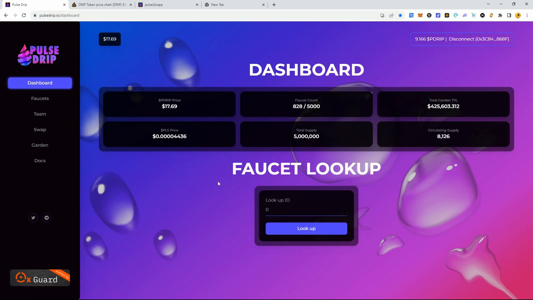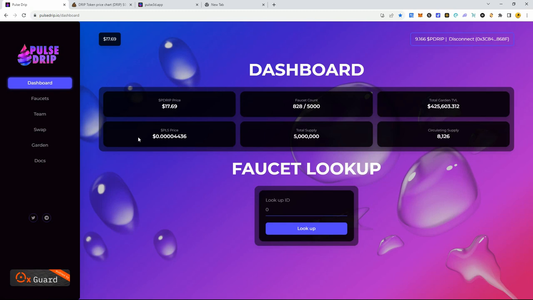So what this is, it has their Drip token, which has a 10% tax on buys and sells when you use the swap. That goes to supporting the Drip price and also to be able to pay out rewards in the faucet. The main components to pDrip are the faucet and the garden. Okay, so we'll get into both of them.